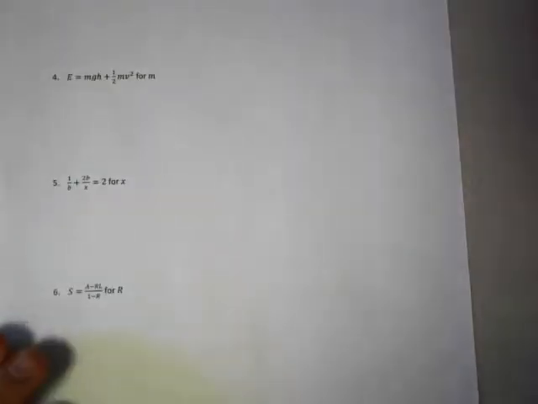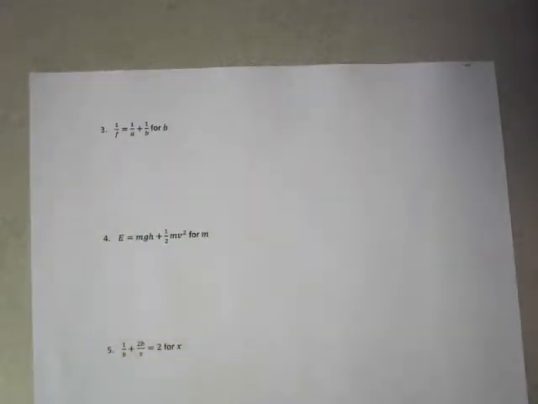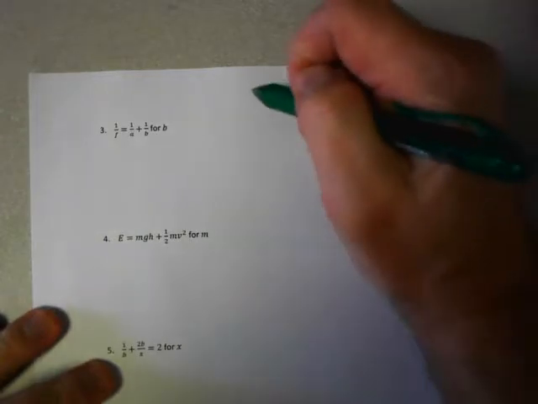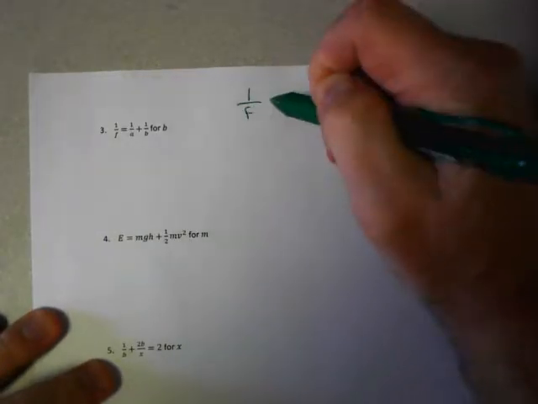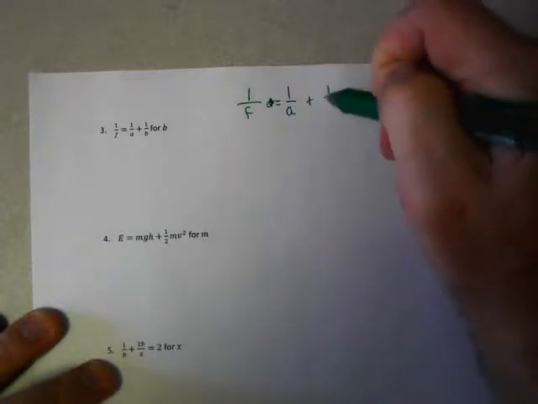Alright, a couple more for me. Actually, one more for me and then 3 for you. Problem 3. Again, problem 3, you'll notice it has lots of fractions. Don't let lots of fractions freak you out. We're going to take 1 over f equals 1 over a plus 1 over b.